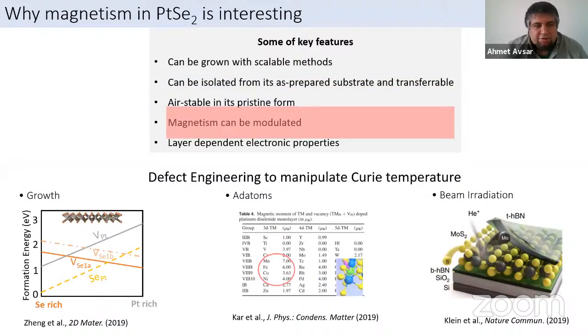And another cool thing about this extrinsic magnetism in platinum selenide is that it depends on the defect concentration, so you can really manipulate the magnetism. It gives you an opportunity to do atom-by-atom control of the magnetic ordering in these materials. Depending on whether you are growing your material under a selenium-rich or platinum-rich environment, you have a different concentration of defects.